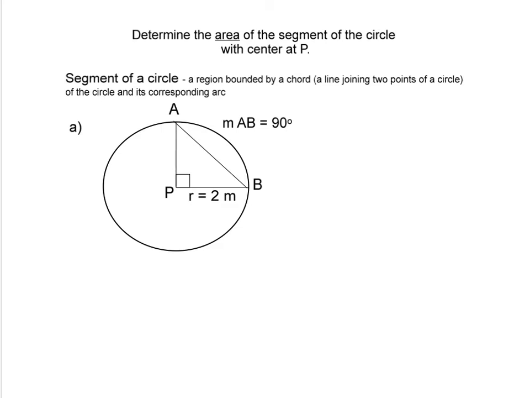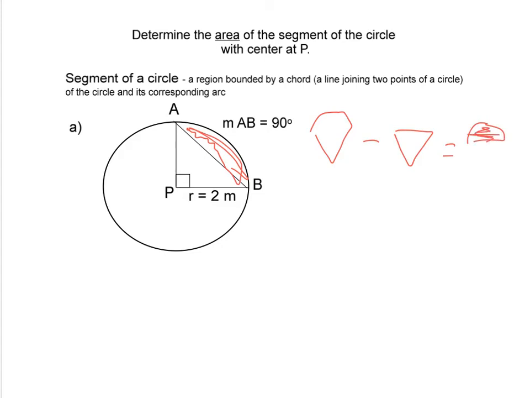Okay, we're going to find the area of this segment, so that's this guy in red right here, this piece. It's going to be the area of the sector minus the area of the triangle, and that's going to equal the area of my segment. I should have said the area of the sector.